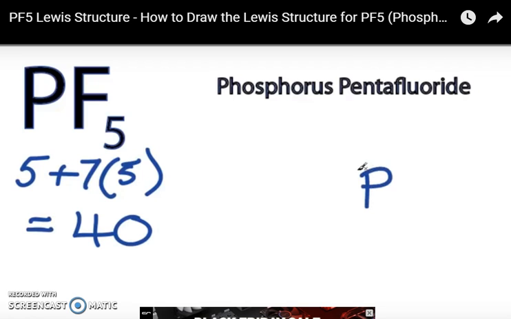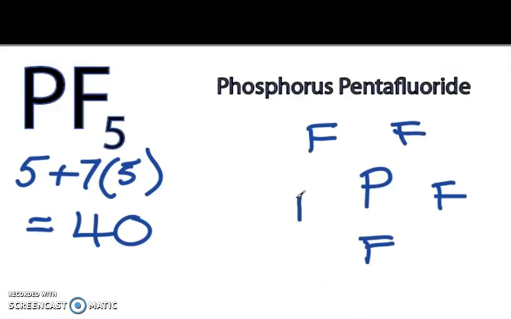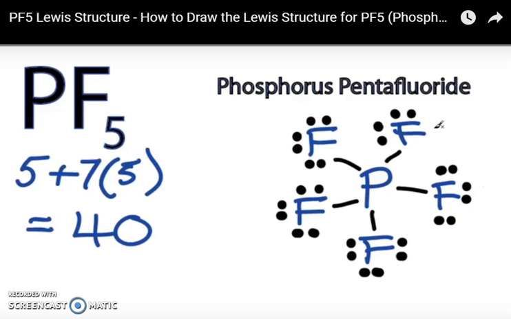We'll put the phosphorus in the center, and then fluorines, we have 5 of them. Let's put them around like this. We'll connect the phosphorus to each fluorine with a single line representing a pair of electrons, like that. So it means 2, 4, 6, 8, 10 valence electrons. That means we have 30 left. And then we'll fill the octets for the outer atoms. We have 30 valence electrons. 2, 4, and 40.